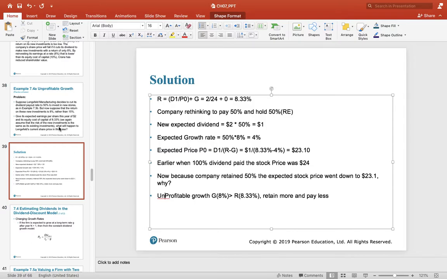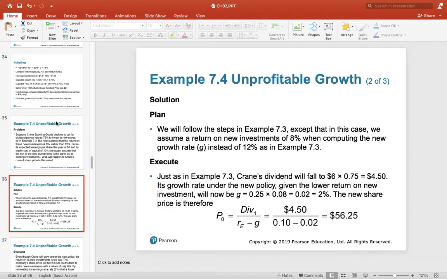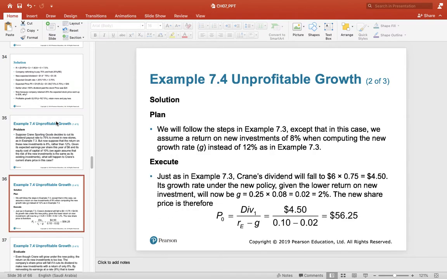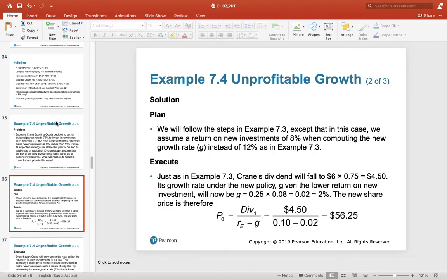This is the way we do the previous. The same unprofitable growth, we have taken the question for Crane Sporting Goods, and here what happened: same thing, 75% to invest in new stores, but the return on new investment is no more 12%, it will be 8%. Then your price will be 56.25. Why did it happen? When it was paying 100%, the price was $60. But when it started paying 75%, retaining 25% and investing the retention at 8% growth, then the stock price became 56.25.